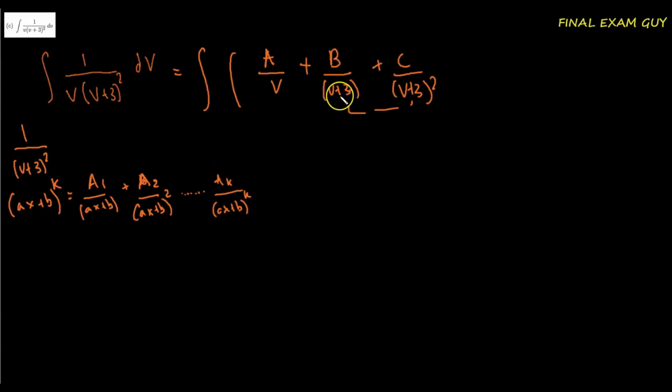So that's what we did exactly here. We have (v plus 3) squared, so we did v plus 3, and then the next one, we're going up to k. k in our case is 2, so we're going up to 2. So that's how our partial fraction is split up. Let's carry on here.